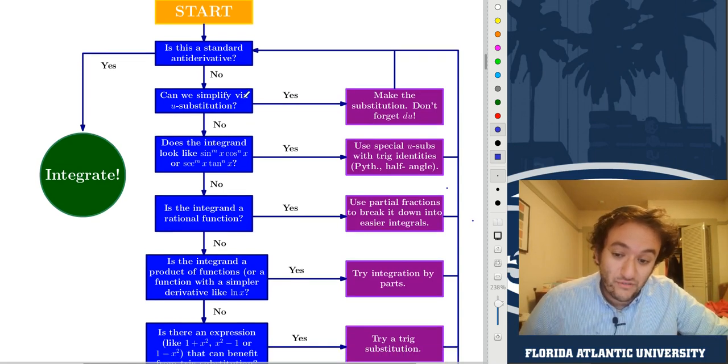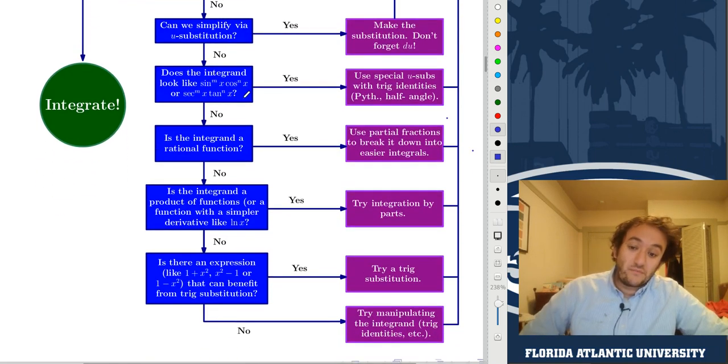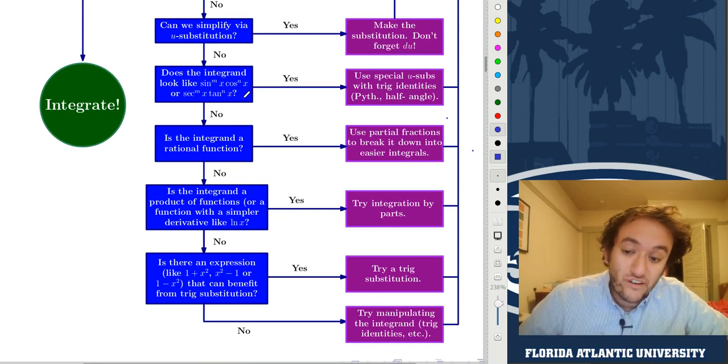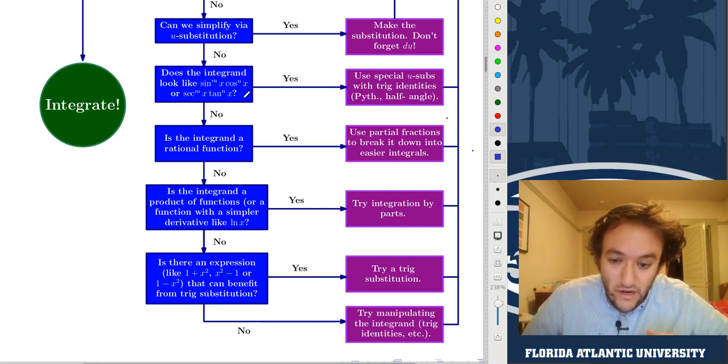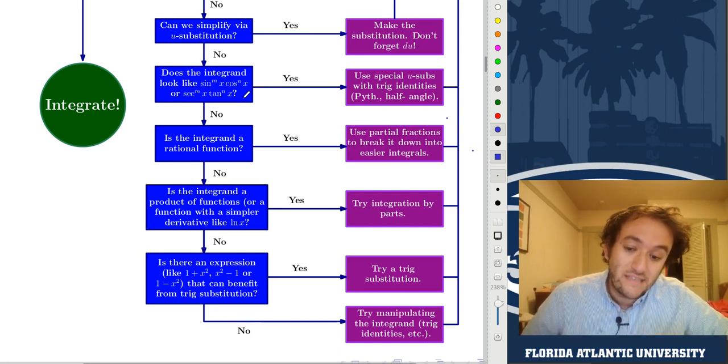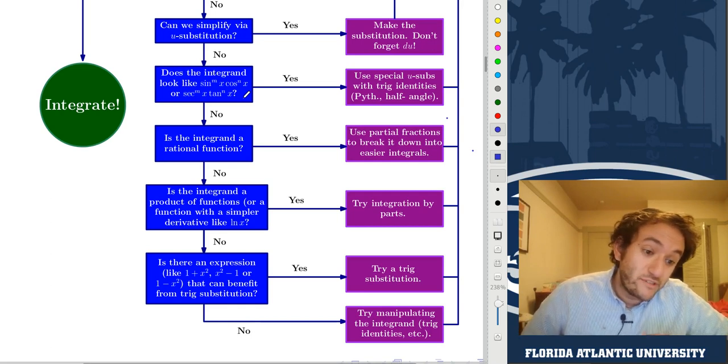If it's not a rational function, then we'll check if it's a product of functions, or if it's a function that has a simpler derivative than it has an antiderivative, for example, ln of x. If that's the case, then we'll try integration by parts. If that's not the case, then we'll look for things like 1 plus x squared, x squared minus 1, or 1 minus x squared that can benefit from trig substitution, and we'll try a trig substitution.